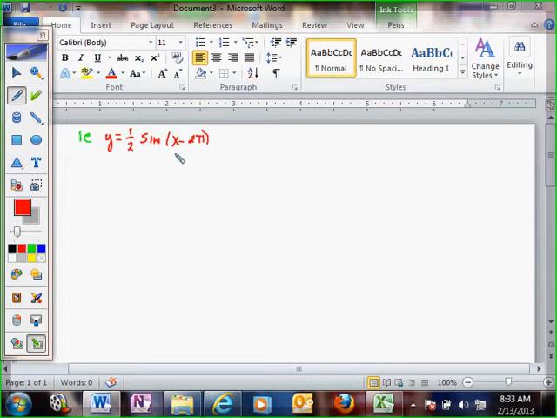Okay, so I take a look at this and I say, well, my period's 2 pi because there's nothing other than a 1 in front of x. I'm going to go right 2 pi units, and I'm going to multiply the y values by half. So since my period's 2 pi, I just start with my parent function.